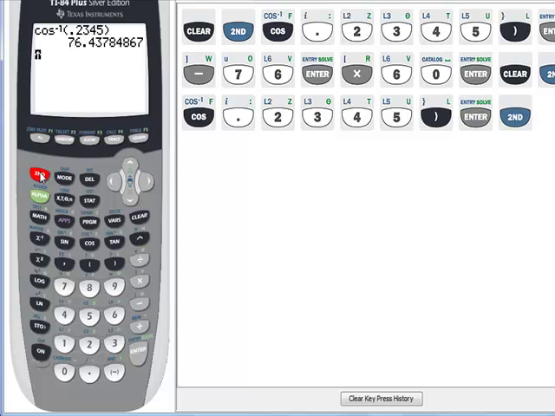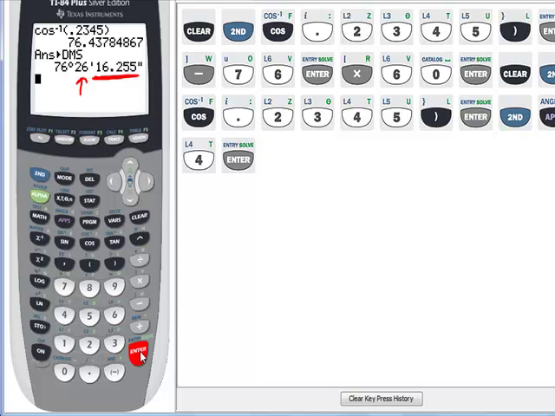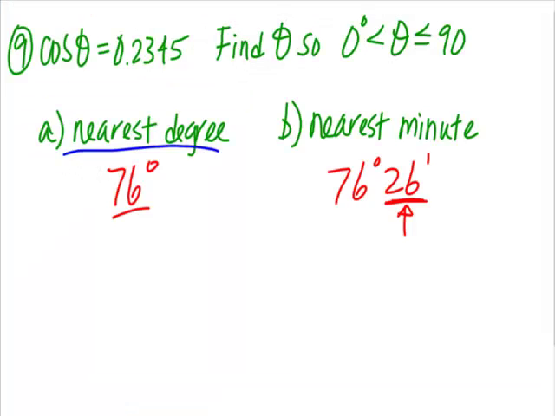If I actually hit second apps, I get this DMS, so I'm going to hit number 4 for degrees, minutes, seconds, and my calc will tell me what it is. But now in this case, since it's giving me seconds, I need to look at that and make sure it's less than 30, otherwise my minutes would round up. But I get my same answer there. So bottom line is you just never know how you may be asked to round, so be prepared for whatever.